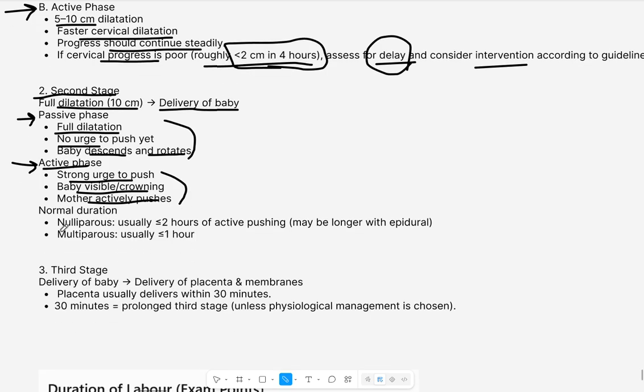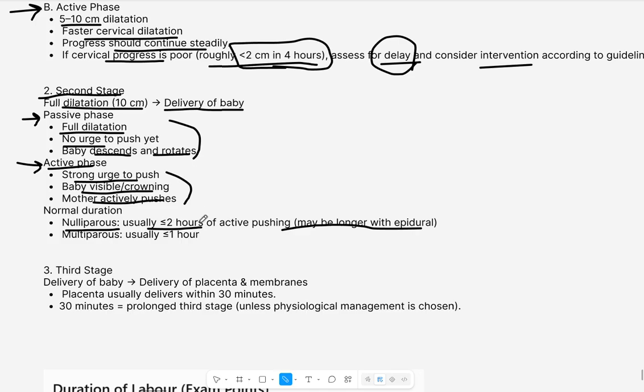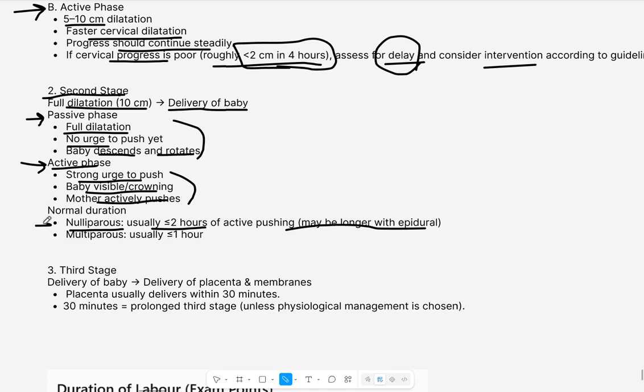So in a nulliparous woman, a patient who is pregnant for the first time, usually less than or equal to 2 hours of active pushing, may be longer with epidural, is normal. Okay, less than or equal to 2 hours of active pushing by a nulliparous woman is normal. But in a multiparous woman, this is usually less than or equal to 1 hour.